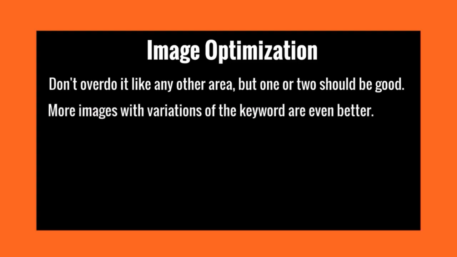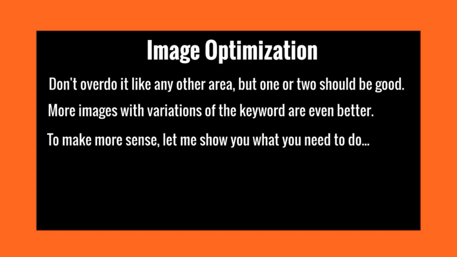So, if we're focusing specifically on red shoes as the post itself, maybe it is better to indicate a specific brand name of shoes. You might want to put the brand name, or the brand name plus red shoes. Perhaps you might want to put shoes red, or red plus a synonym of shoes. So, to make more sense, let me show you what you need to do on screen, and I'll give you some more tips along the way.